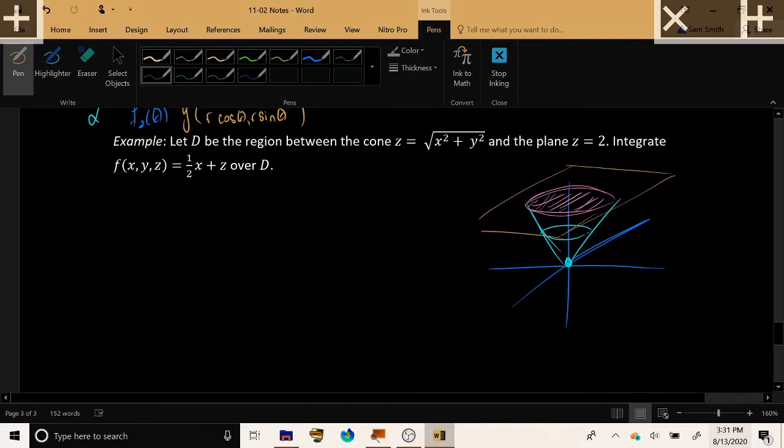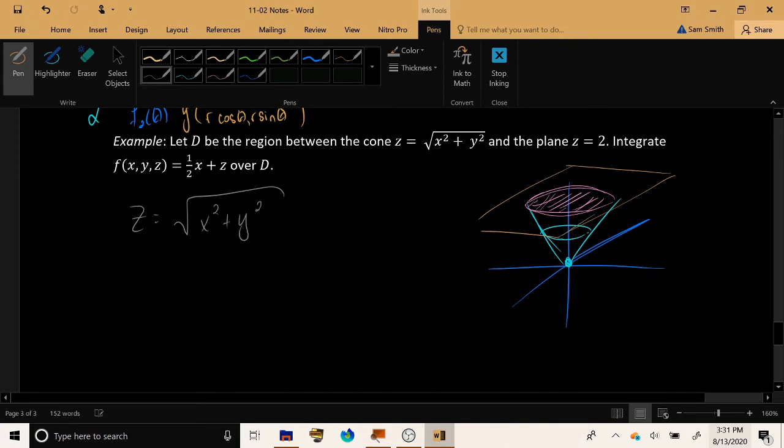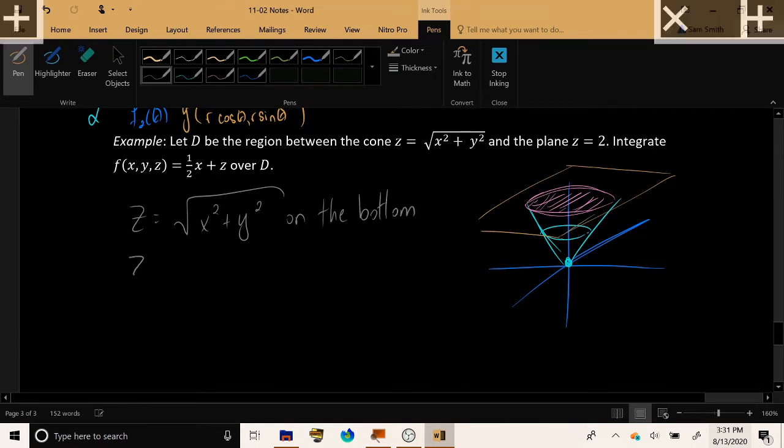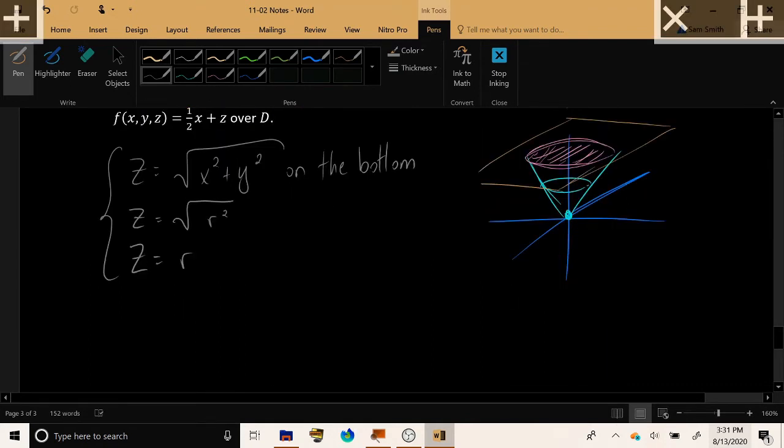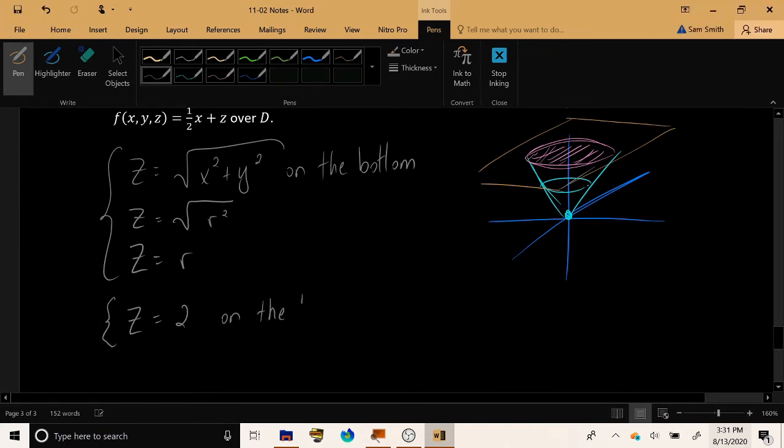Alright, now the lowermost surface is the cone on the bottom. So let's rewrite this in polar by replacing x squared plus y squared with r squared. z equals r is the equation of the cone in cylindrical coordinates. And on the top we have the plane z equals 2. And since z is in cylindrical coordinates and 2 is just a constant, this equation doesn't need to be converted or modified at all. z equals 2 is on the top.